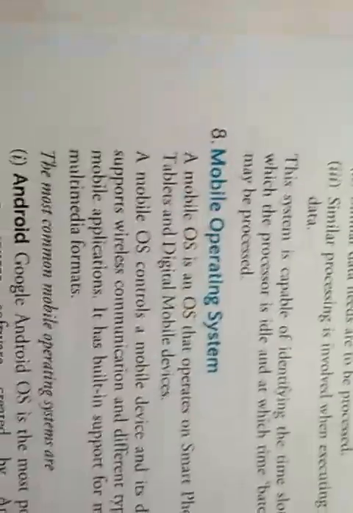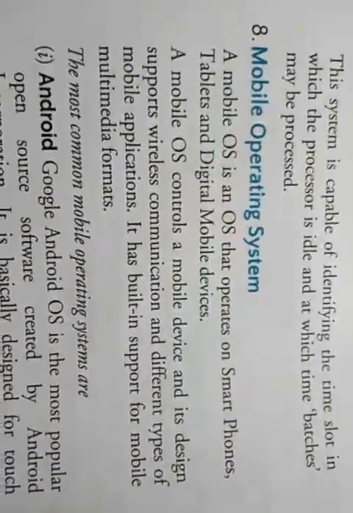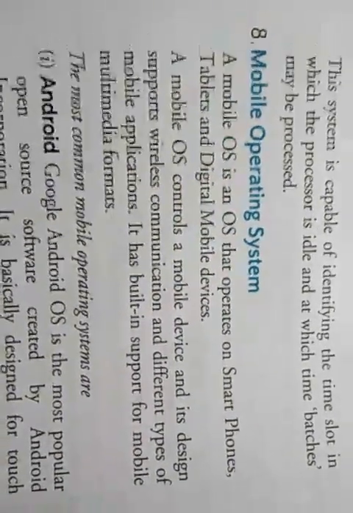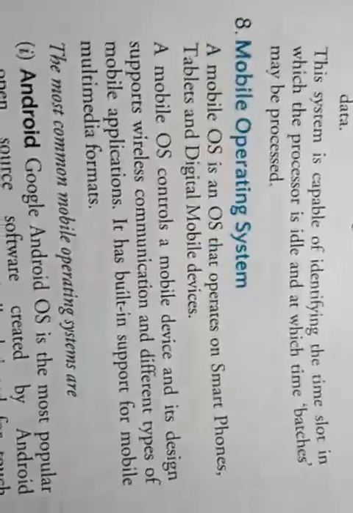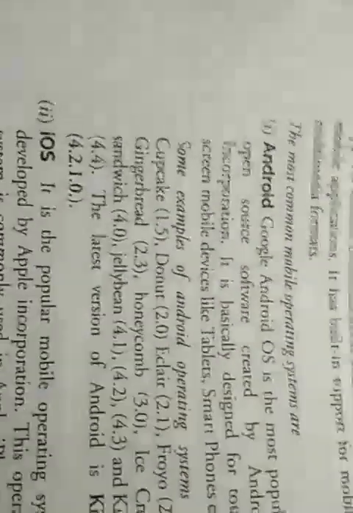And the next category of operating system is the mobile operating system. The mobile operating system is an OS that operates on smartphones, tablets and digital mobile devices. Examples of this are Android, iOS, Symbian, etc.